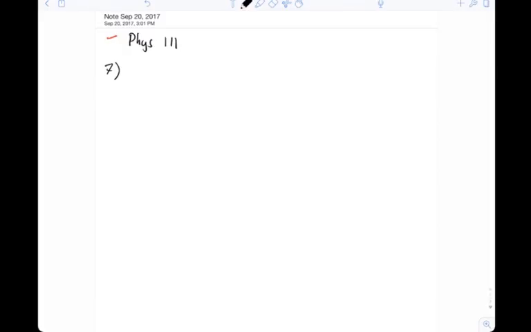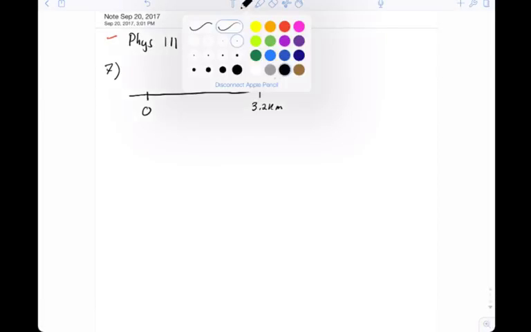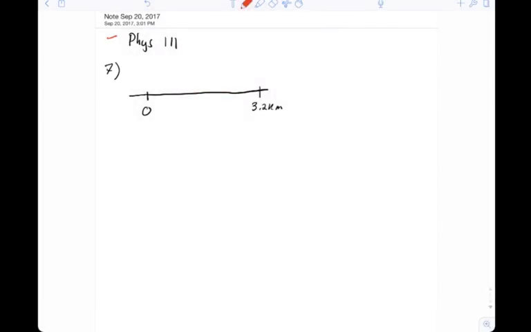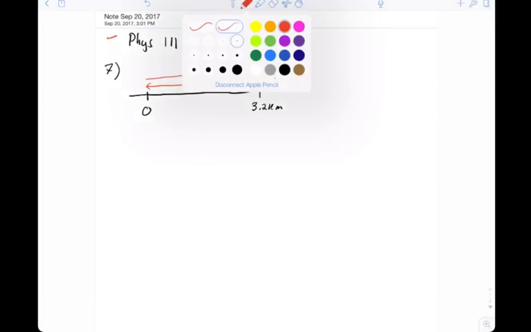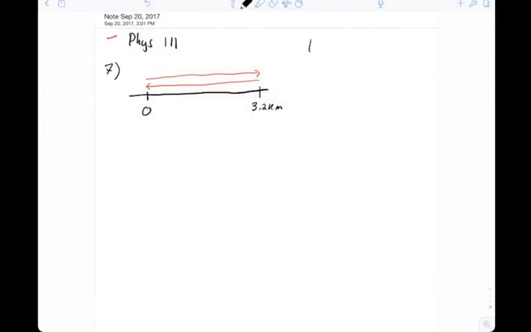So this particular question is about the difference between displacement and distance traveled. I'll draw you a picture. So if this is your home and this is the supermarket, it's 3.2 kilometers. So first you walk there, and then you walk back. The total distance traveled is, of course, 3.2 plus 3.2, so that's 6.4 kilometers.